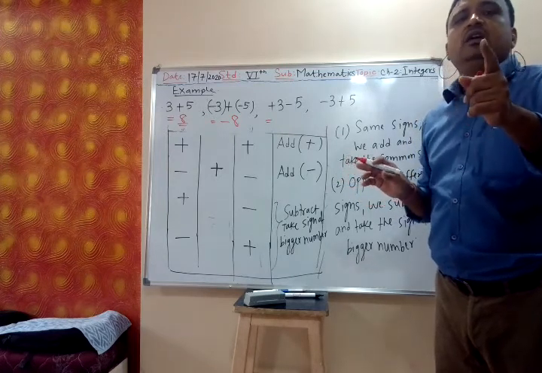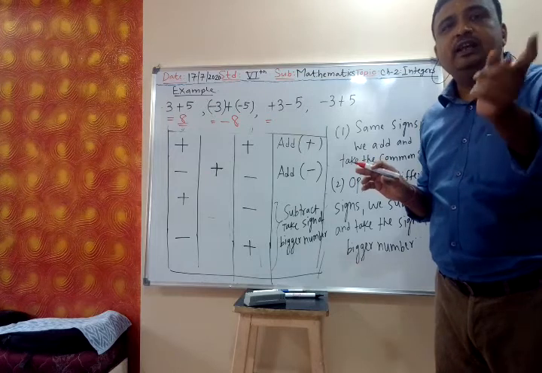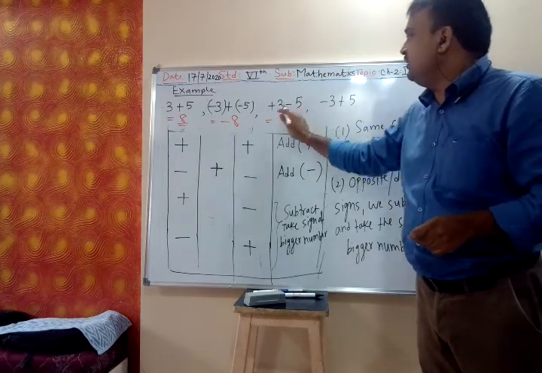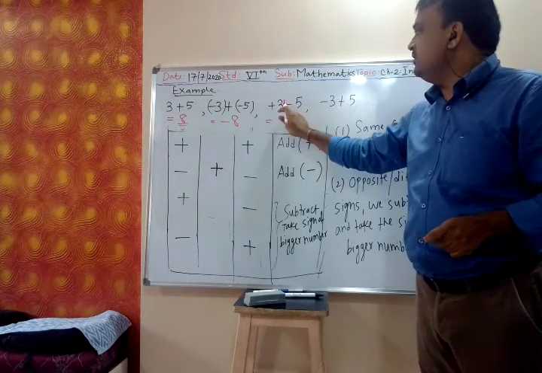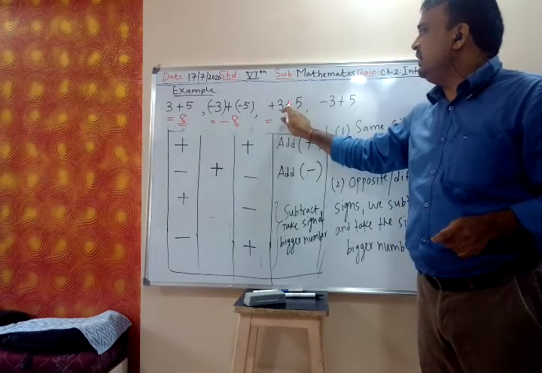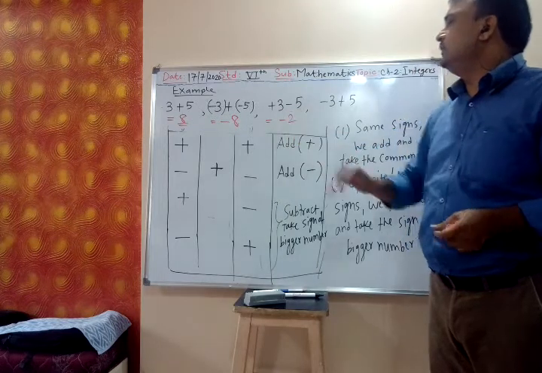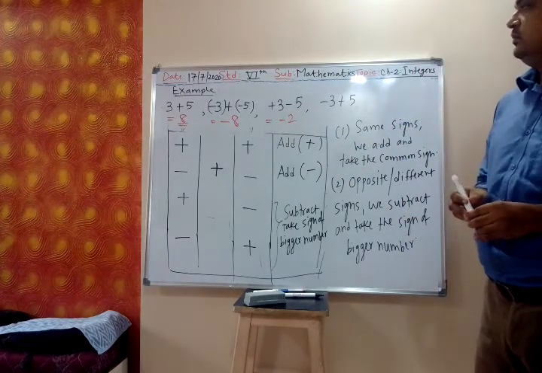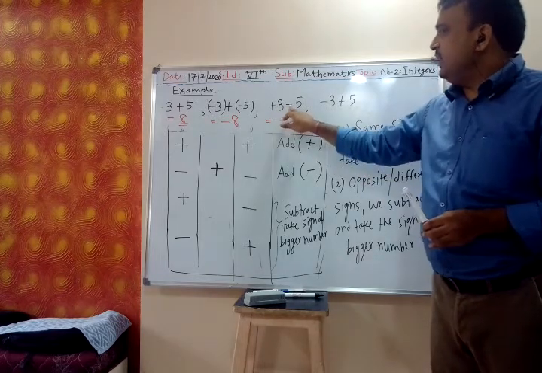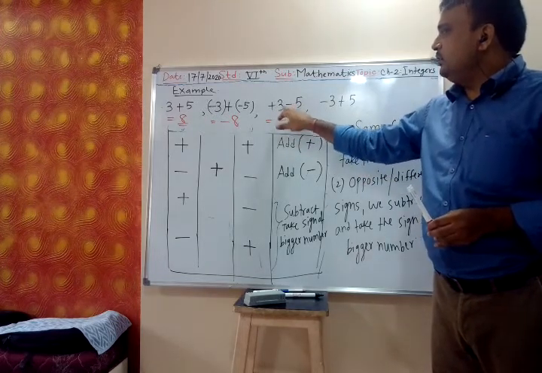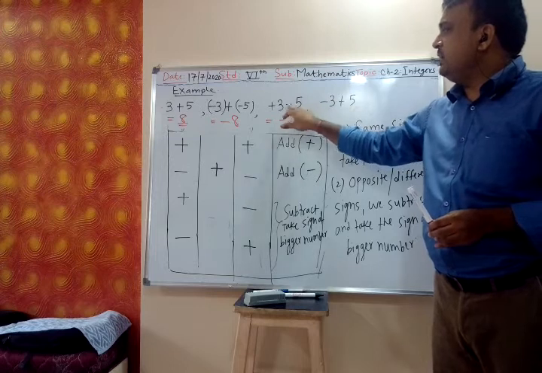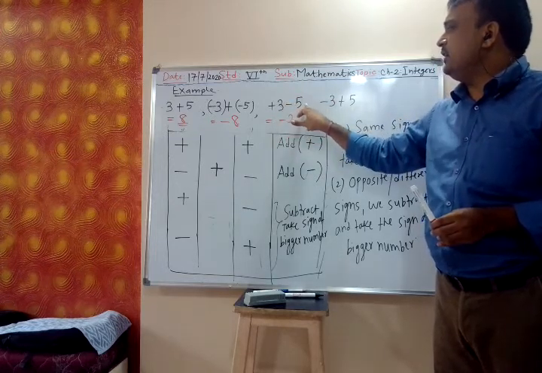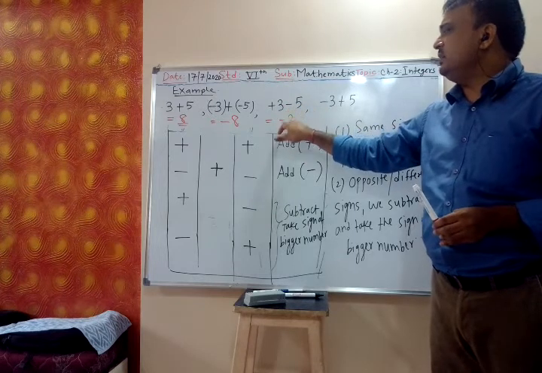Opposite sign, you have to subtract the smaller number from the bigger number. So 5 minus 3 is 2. Which number is bigger? 5. What is the sign of that? Minus. So the answer will be minus 2. Take the sign of the bigger number.